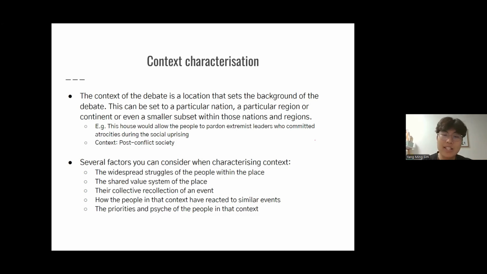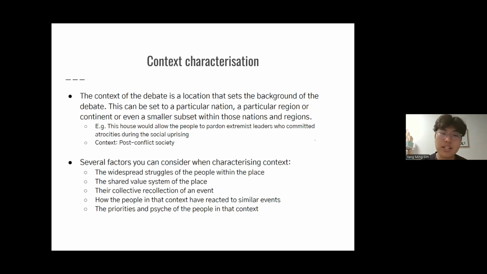So talk about the widespread struggle of the people within the place, the shared value system of the place, the collective recollection of the event, how the people in the context have reacted to similar events, and the priorities and psyche of the people in that context. Again, it's always asking questions. This is where we expand it: who, what, when, where, why, how. There are six things to ask.